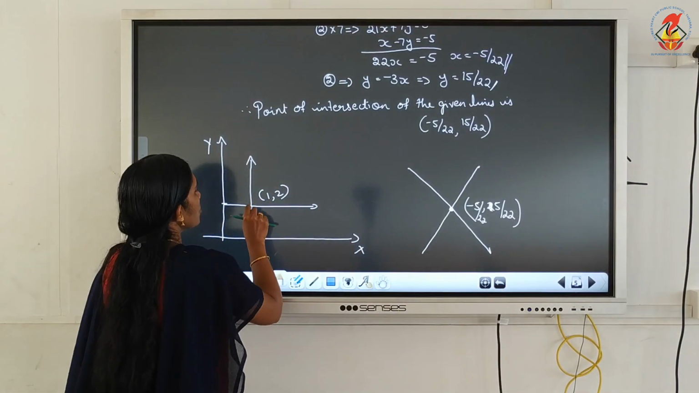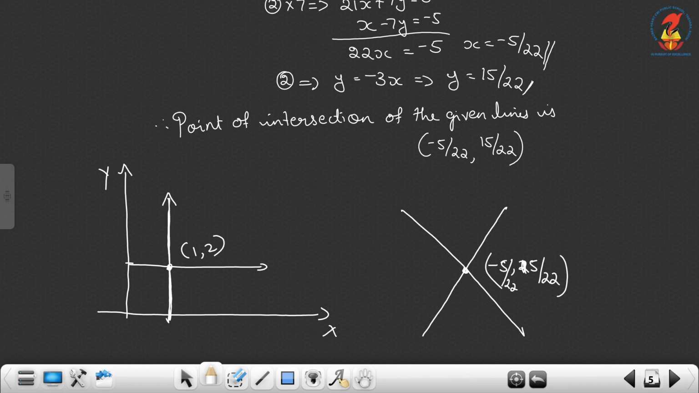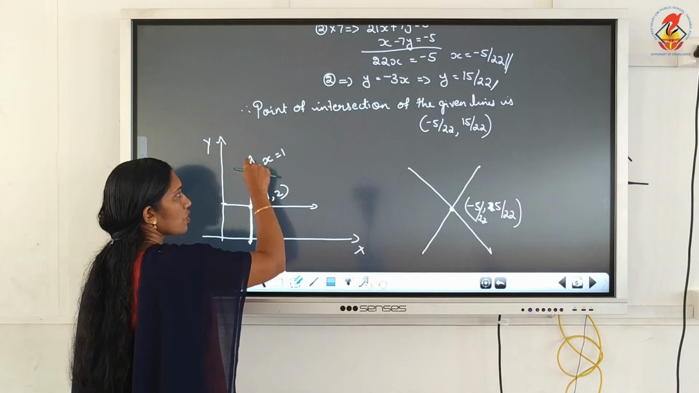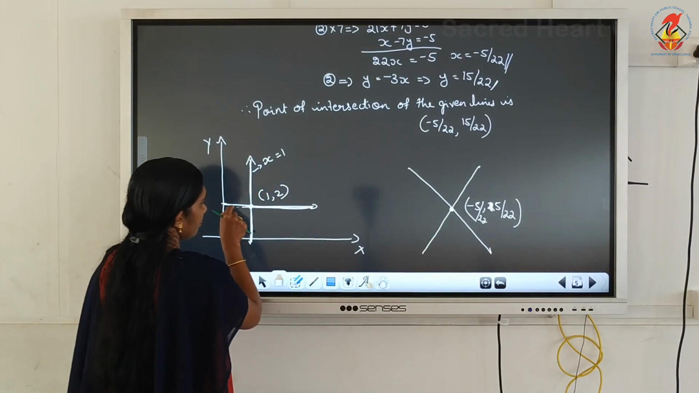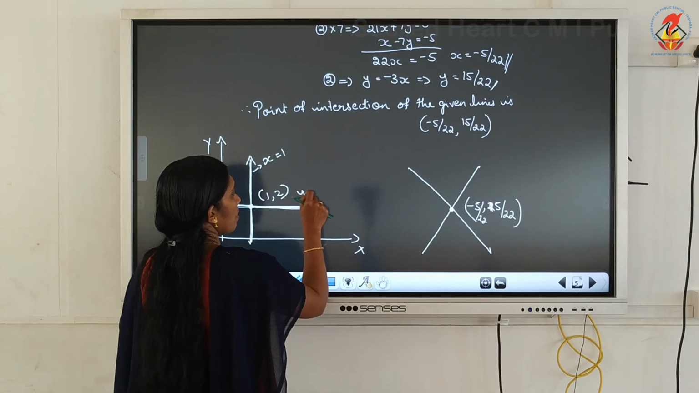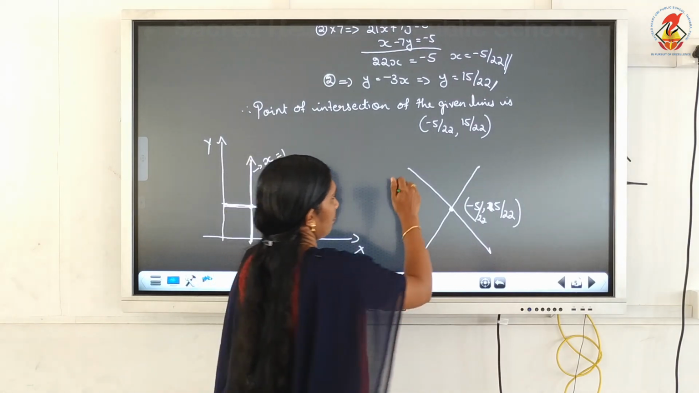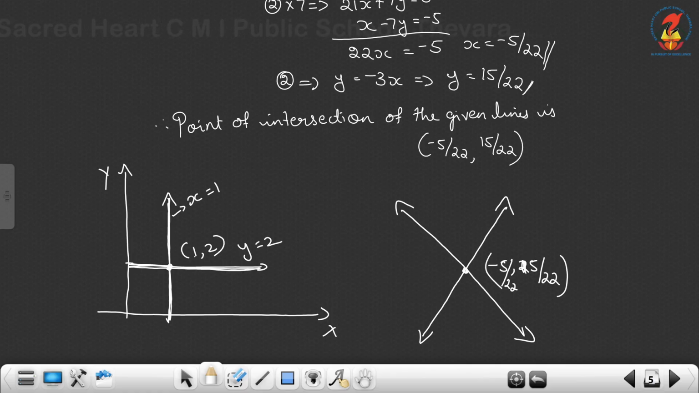Then what is the equation of this line? It is parallel to y-axis. It is in the form x is equal to constant. What is the constant? This 1. x is equal to 1 is the equation of this vertical line. And for the horizontal line, the equation is y is equal to constant. What is the y value? 2. The same way, here the two lines intersect at this particular point.